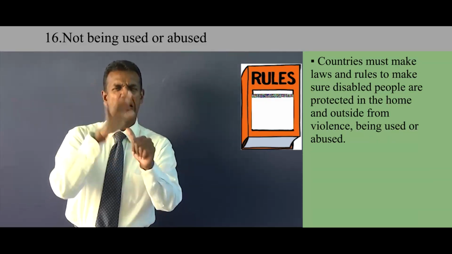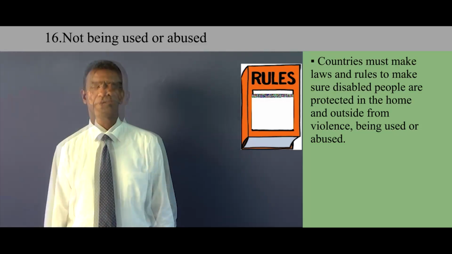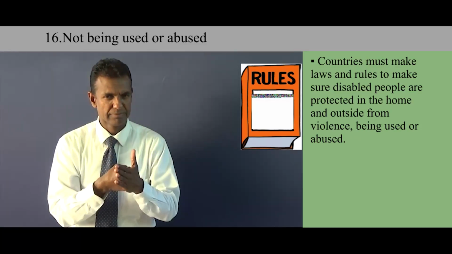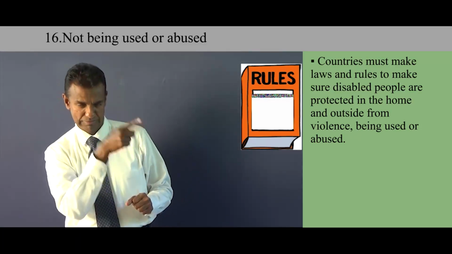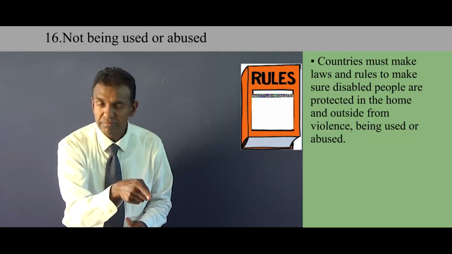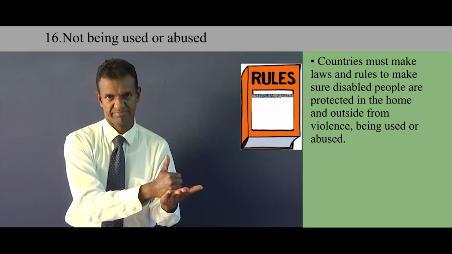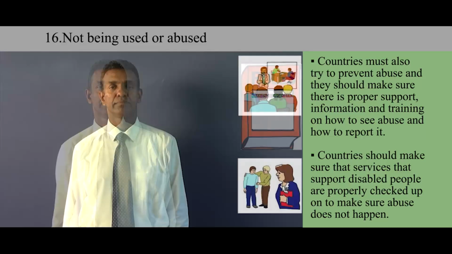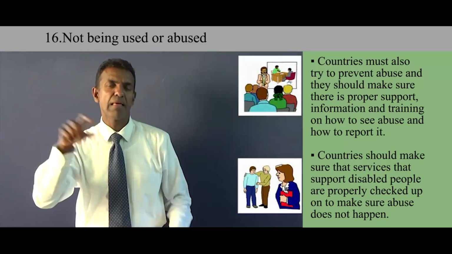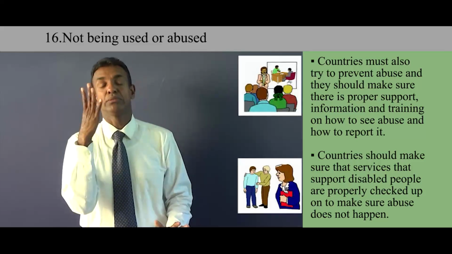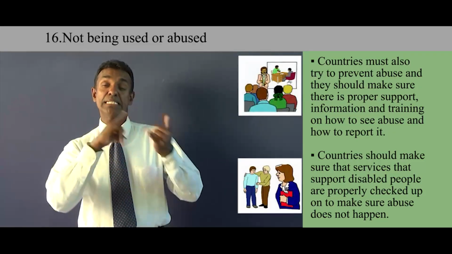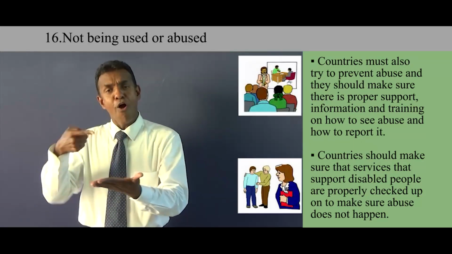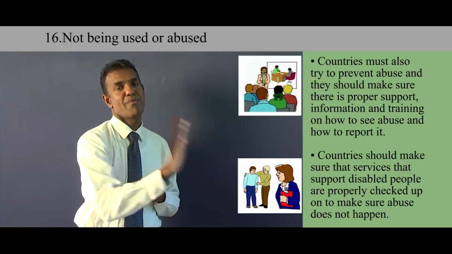Not being used or abused. Countries must make laws and rules to make sure disabled people are protected in the home and outside from violence, being used or abused. Countries must also try to prevent abuse, and they should make sure there is proper support, information, and training on how to see abuse and how to report it.